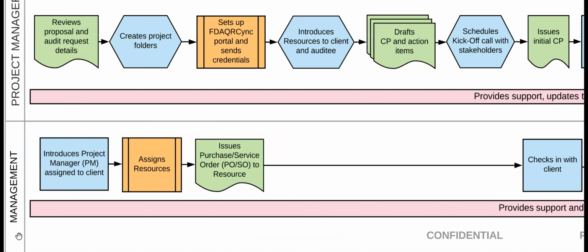Now let's review management's role in the service execution process map. Management begins by initiating an introductory email to the client for the audit, introducing the project manager. They work closely with the resource manager to identify and assign the appropriate resources for the audit. Management is also responsible for negotiating rates and issuing purchase orders to the resources for the project.